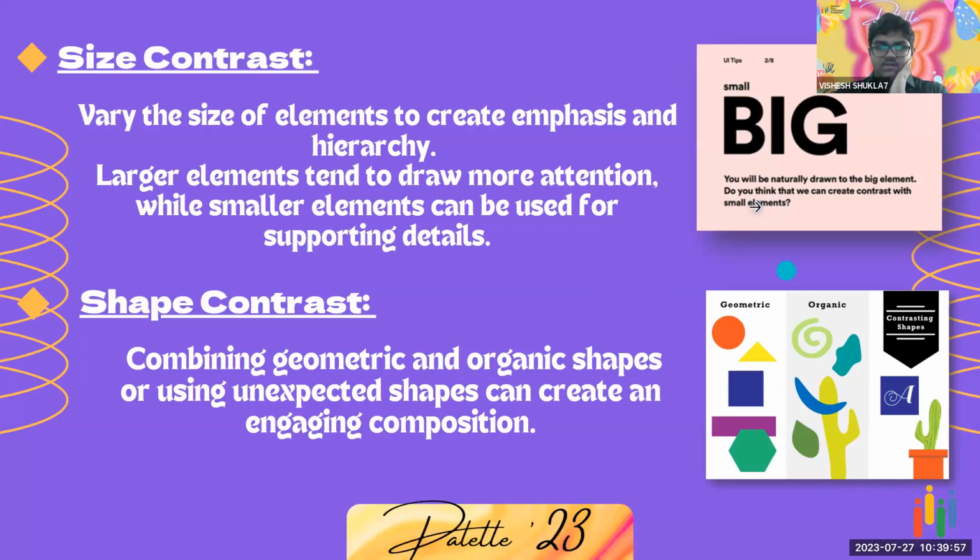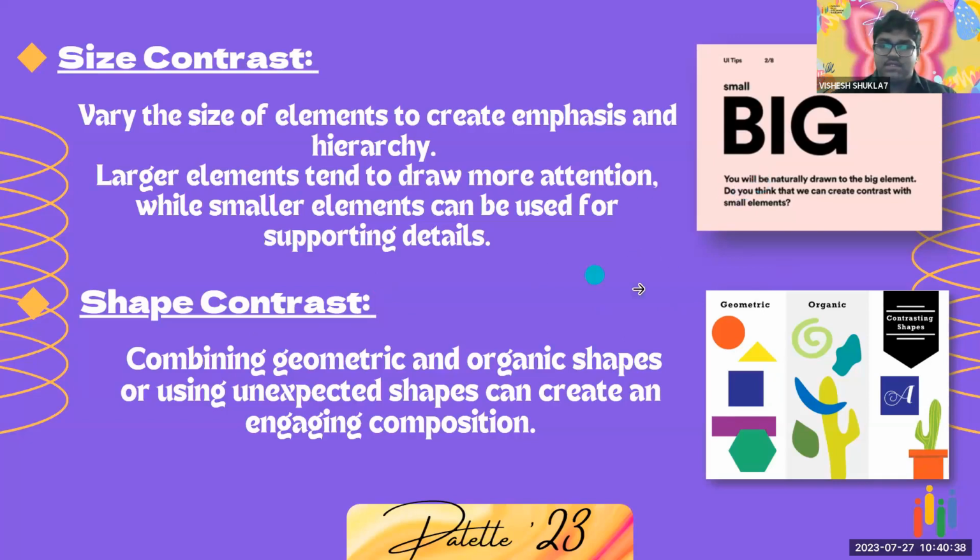Okay, anyways, so then there is the secondary hook, where it is of a smaller size, but not that small. And it would be the second thing which a person would see in a poster. Then there is the supporting elements, such as small pieces of images or graphics you can use in the background to draw the attention of the audience. Then there is space contrast, where you combine geometrical and organic shapes, or maybe unexpected shapes, to create composition, a contrast using shapes.